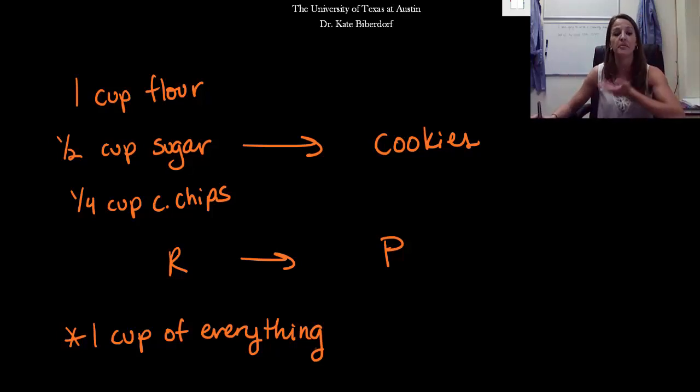Now we have a cup of chocolate chips. We only need a 1/4 cup of chocolate chips, so we have 3/4 of a cup of chocolate chips extra. So this is perfect. We could absolutely make some cookies, no big deal. We'd have a fantastic Friday night.